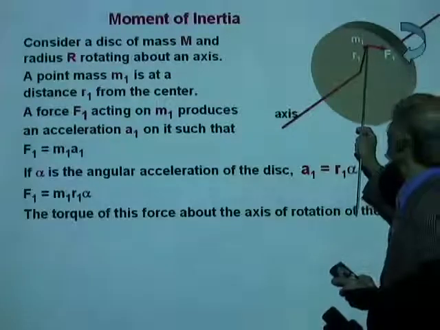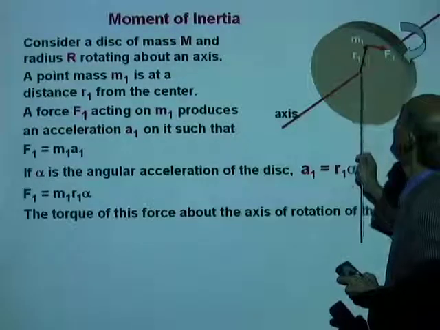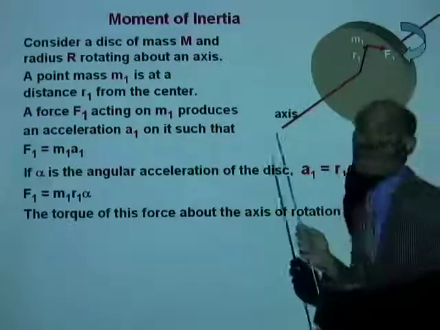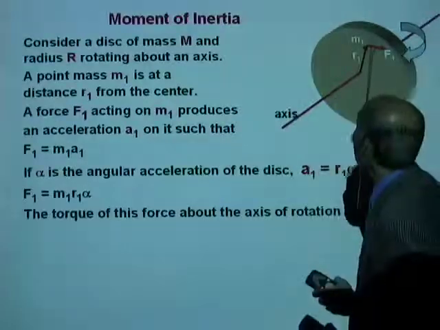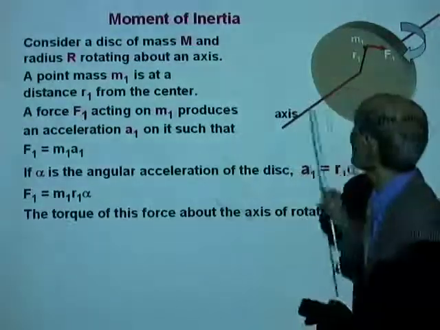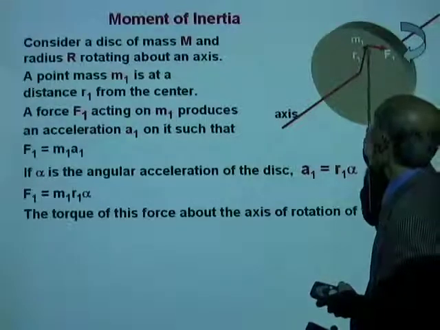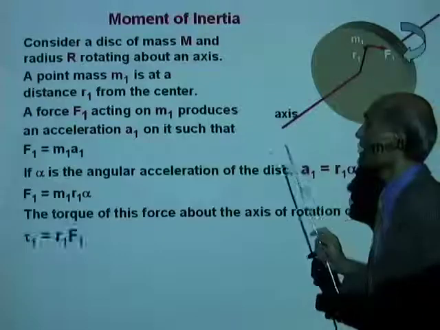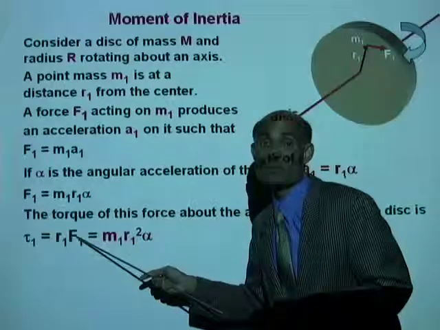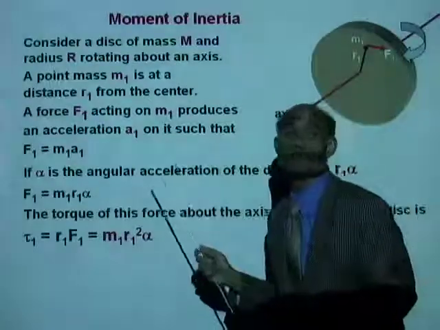Alright, what is the torque of this force F1 about this axis? It will be the torque arm, which is r1, times F1 sine theta. Theta is 90 degrees, therefore sine theta is 1. So we can simply write tau 1, the torque on this particle, will be r1 times F1. Now remember, the sine theta becomes 1 because angle theta is 90 degrees.